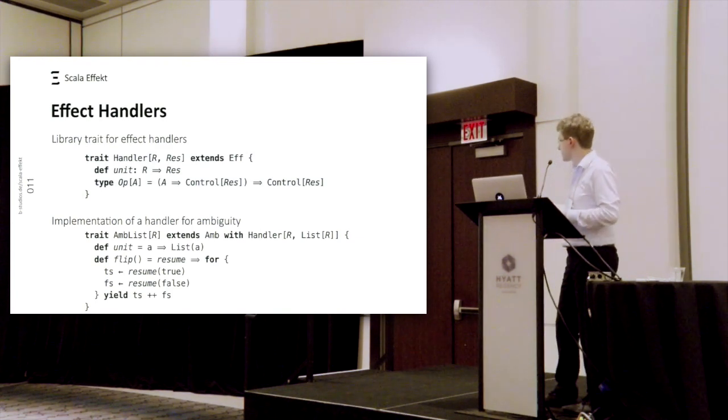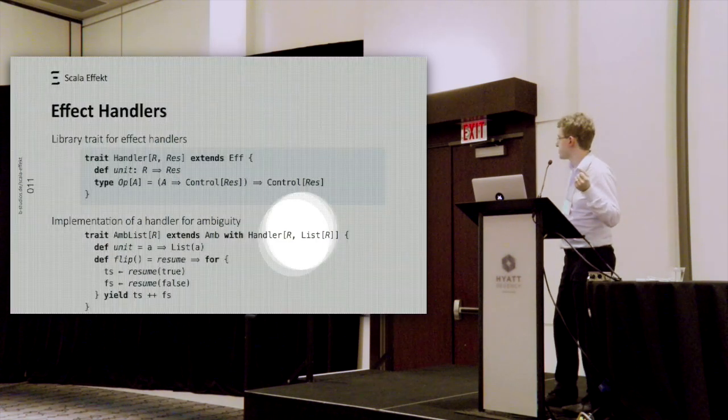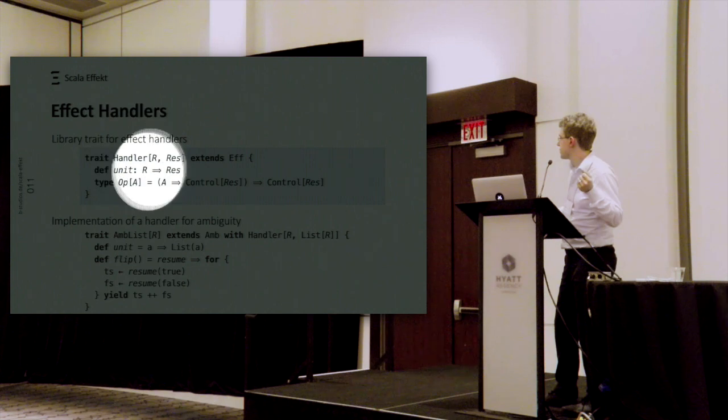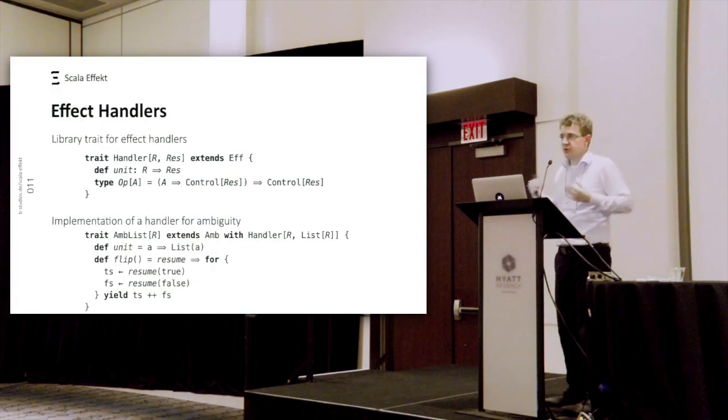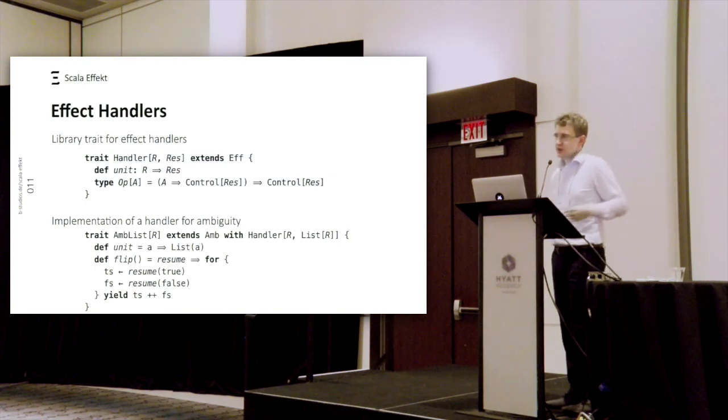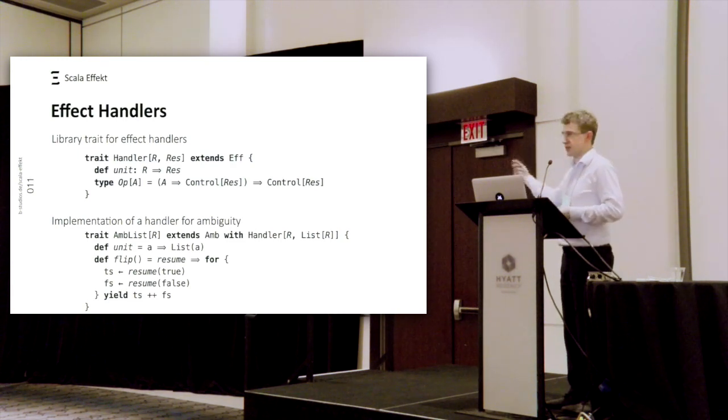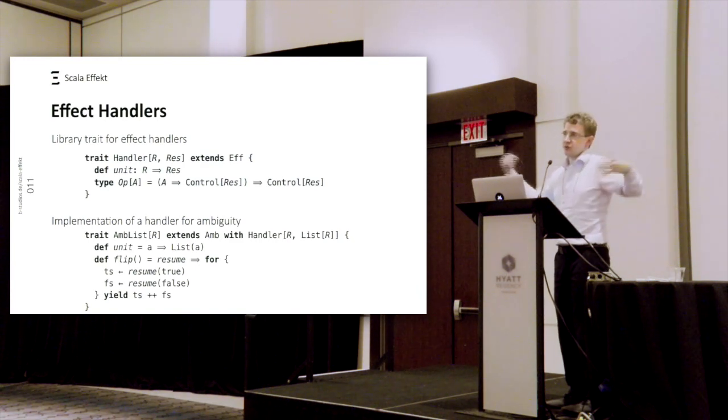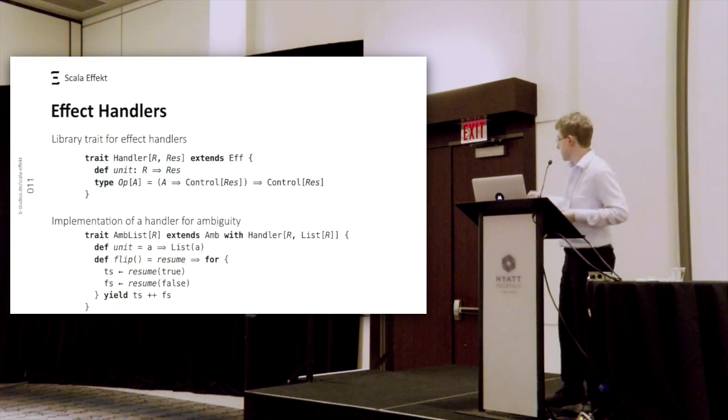In order to implement it, we need to provide two things here. One is an implementation for this method unit. Up here we see it's R to Res. Unit essentially is, if you don't use any effect in your program, for pure values, the unit tells you how to go from R to Res. In our AmbList handler, we just wrap this value into a single-element list. There's no ambiguity in our program. We just return this one single result.